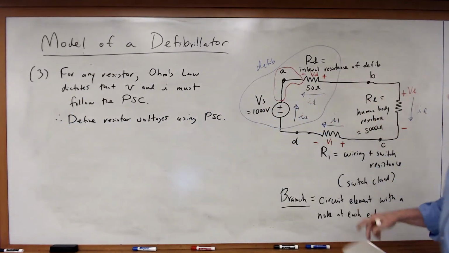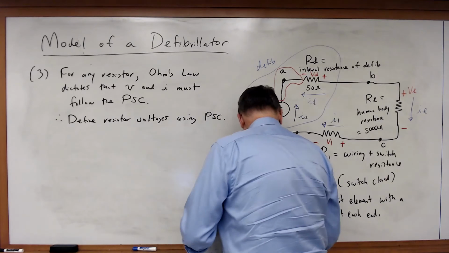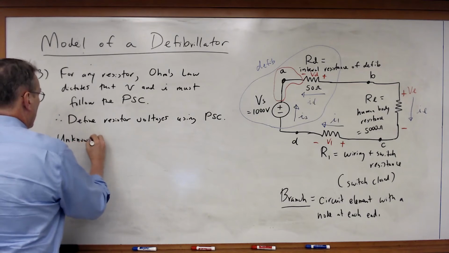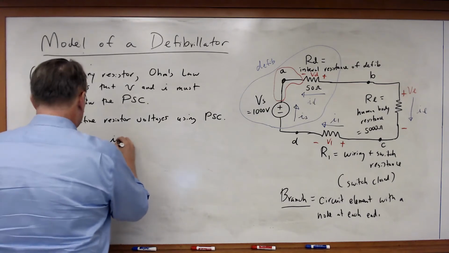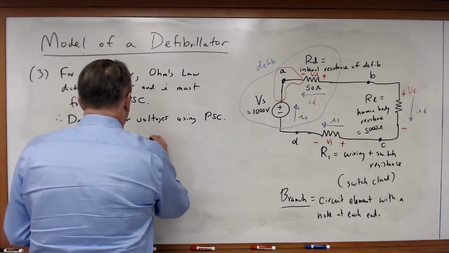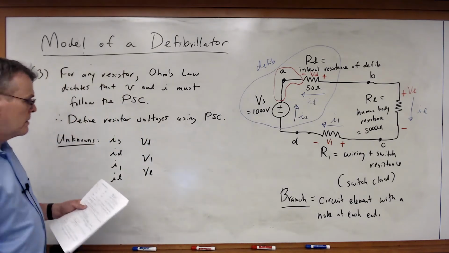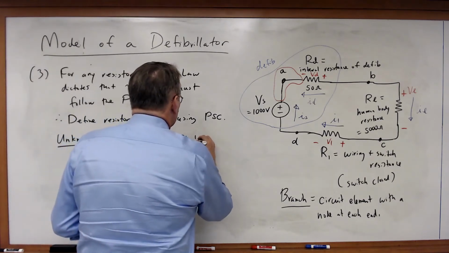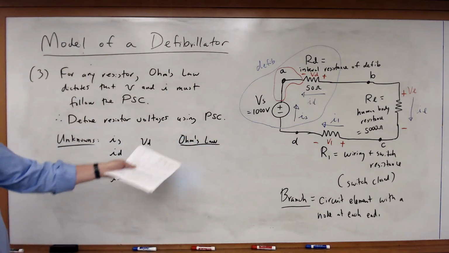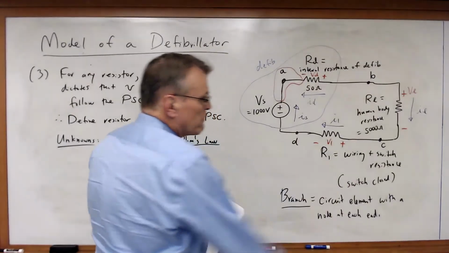All right, so what do we have here now? Let's look at what we have. We have unknowns. And those unknowns are IS, ID, I1, IL, VD, V1, and VL. Those are our unknowns. We can also write equations using Ohm's law, because Ohm's law tells us that V is equal to I times R for a resistor. So in this case, I can write an equation for each one of those three resistors.